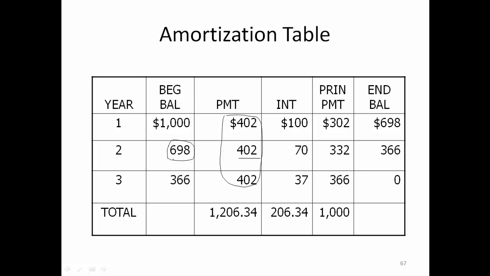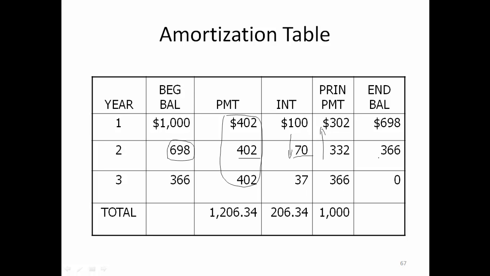698 multiplied by 10%, that's why our interest expense from the second year now is 70. This is lower than the $100 from the first year. The interest rate is the same, but since the principal amount, or say the balance, goes down, then the interest portion goes down. And our principal portion actually now goes up. So interest payment plus the principal payment always equal to the total payment. So again, when the interest portion goes down, the principal portion actually goes up.